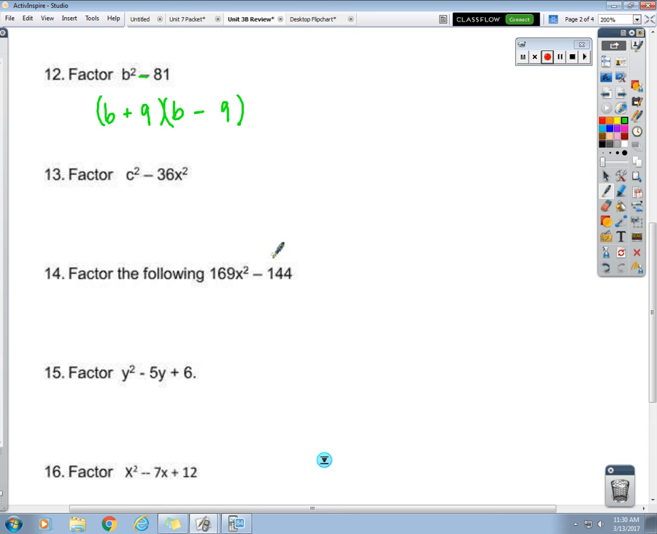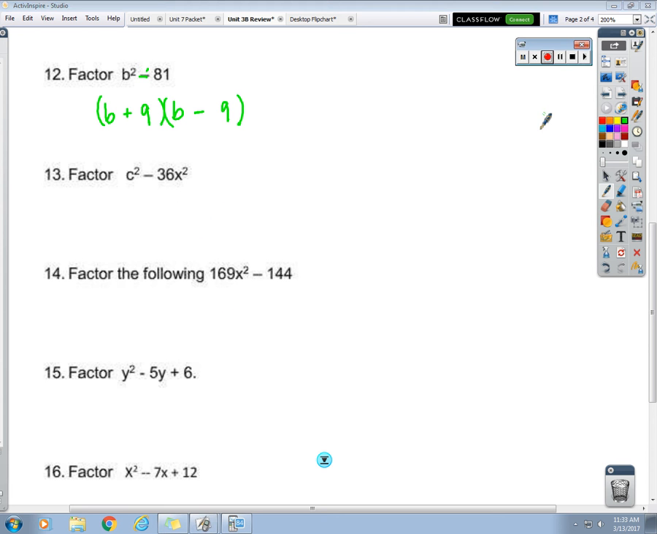Now, there are 2 reasons why the signs have to be opposite. One is obvious. To get a negative 81 when you multiply, you have to have opposite signs. But think about it. Isn't this missing the b to the first term? It goes straight from b squared to a constant. There's no b to the first. Well, let's look at why. If you were to FOIL this out or distribute it out, negative 9b and positive 9b would cancel each other out, wouldn't they? So that's why the opposite signs are needed to cancel out the middle term. Now you try 13 and 14.